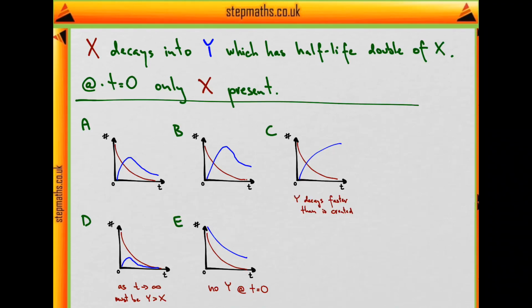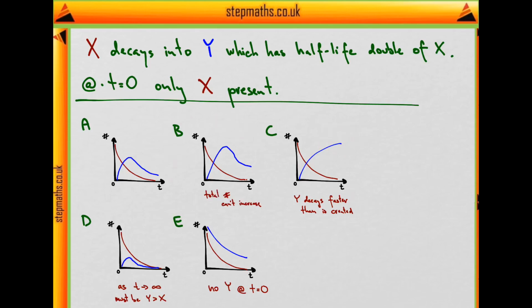In C, the issue is that as time tends to infinity, and as there are fewer and fewer elements X to decay and to supply new Ys, the element Y will definitely decay faster than it is created. But as we can see in this graph, the abundance of Y always increases, and that's wrong.